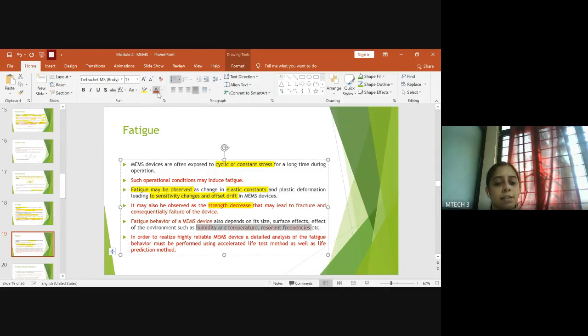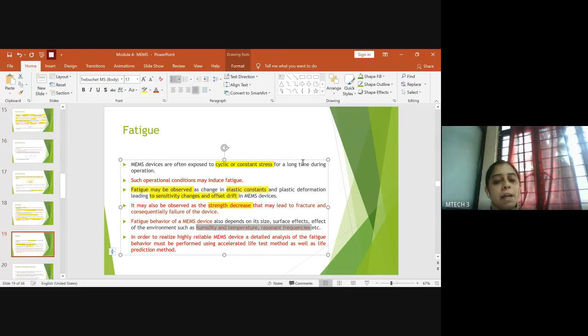Suppose you have a cantilever beam and it is subjected to a high amount of moisture, and the temperature is varying very frequently, and you have the modes of frequencies at resonance very frequently, right? So this might also lead to the fatigue of a MEMS device.